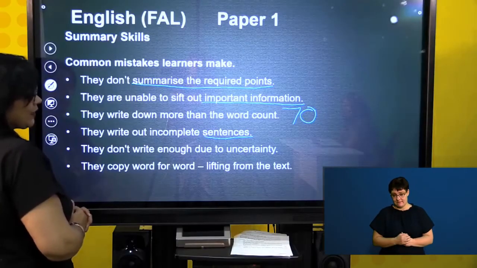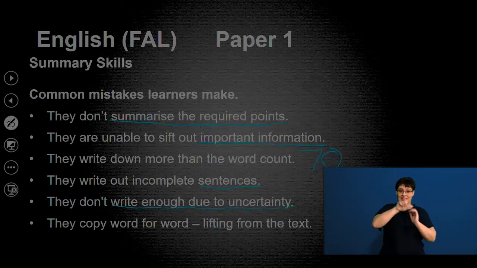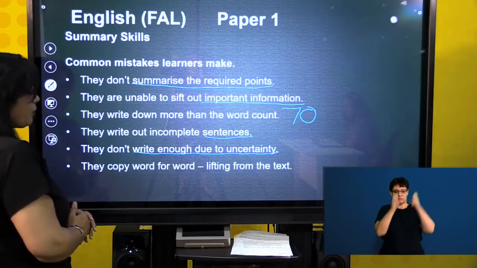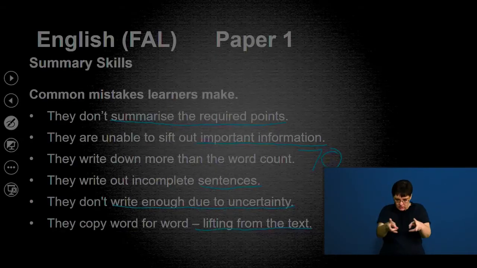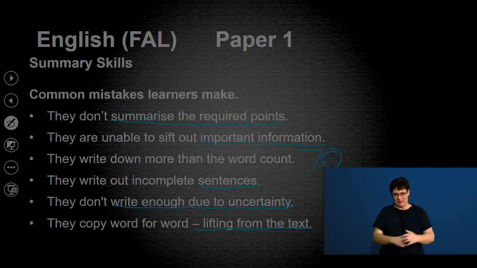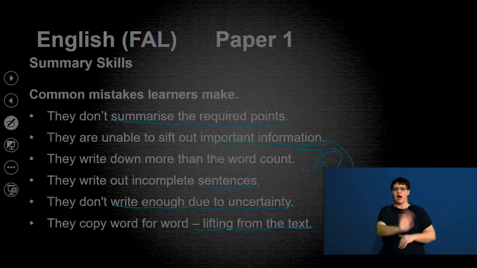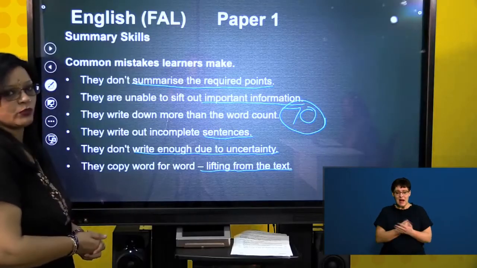They don't write enough due to uncertainty. So learners are unable to sift out the important points. And lastly, they copy word for word, and that's basically lifting from the text. That means you are rewriting the entire text again, and again you're going to exceed your 70 words. And then there are penalties when marking is done.